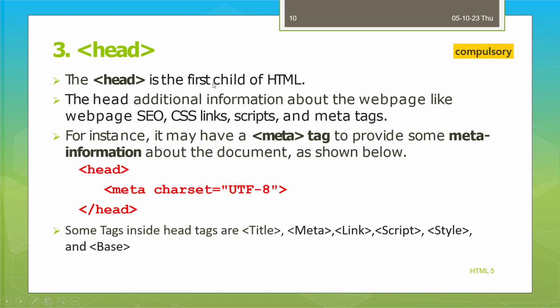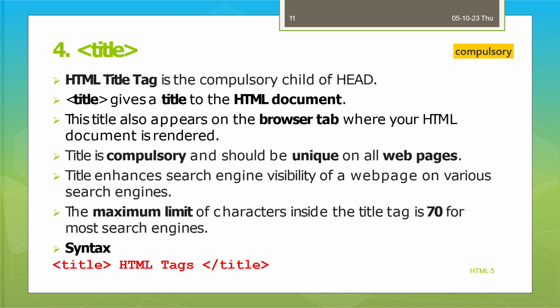The head tag gives additional information about the web page, right? The best example inside the head tag is the meta tag. The meta tag always provides information about the document, right? The syntax of the head tag is the head open tag, followed by the meta tag, which provides information about the web document, and followed by the close tag. The next child of the head tag is the title tag. The title tag is used to denote the title of a web page, correct? The title tag is used to give the title of the HTML document.